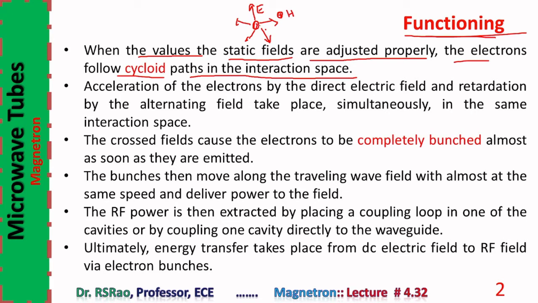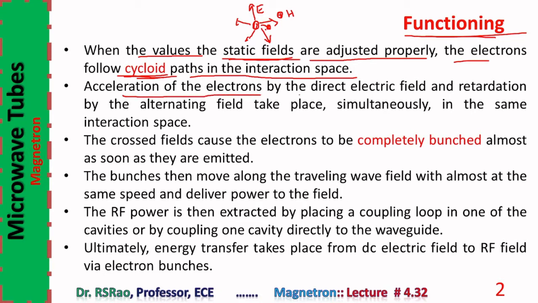When an electron is emitted by the cathode into the interaction region, the electron finds itself in a region where crossed fields are existing. Under the influence of these two crossed fields, the electron moves in a path. That path is called a cycloid path. So electrons move in cycloid paths in the interaction space under the influence of crossed static fields.